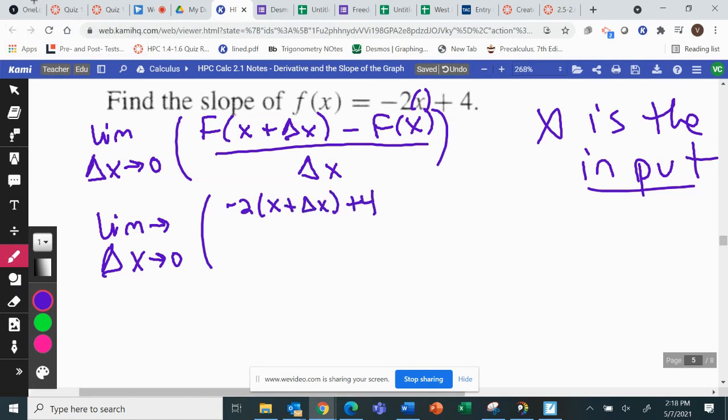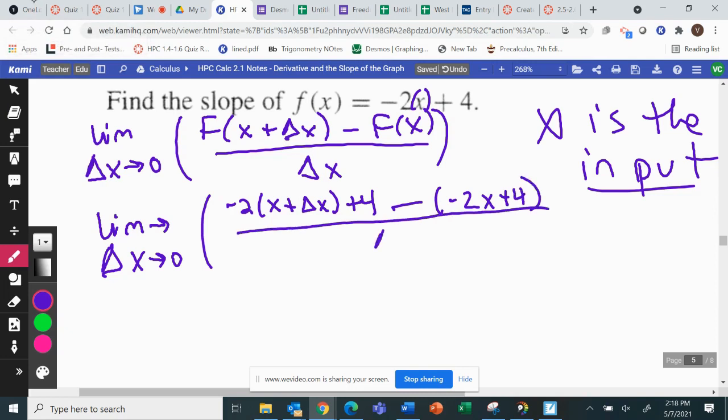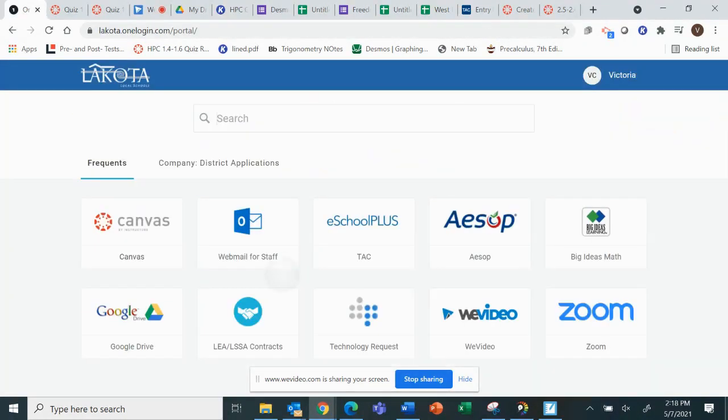So that's the first part. Minus, it says f of x, which is -2x plus 4, over delta x. So for this one, because it wasn't a specific point, we basically use the entire function.